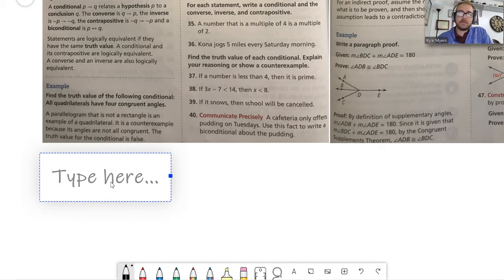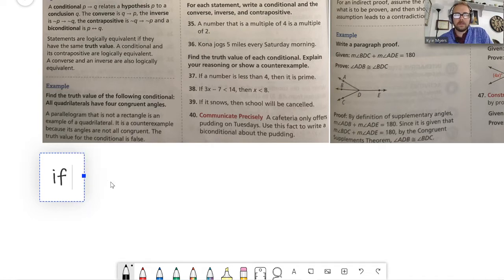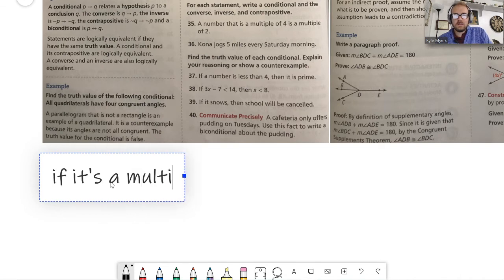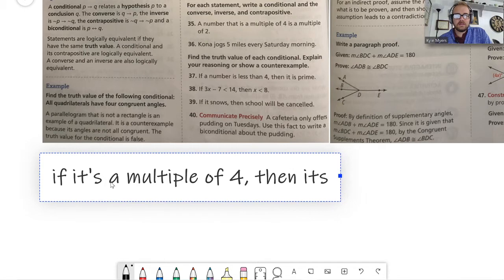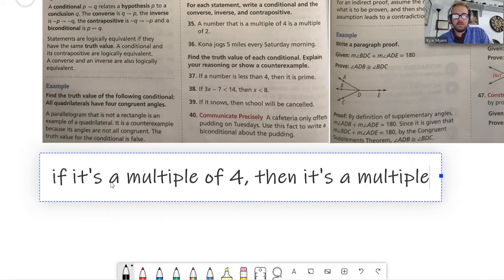But number 35, a number that is a multiple of 4 is a multiple of 2. So first of all, let's rewrite this. A number that is a multiple of 4 is an if, it's a multiple of 4, then it's a multiple of 2. Okay, so it makes sense to write it in if-then form first, because if it is written like this, then it makes more sense. I explained a thing with a thing.